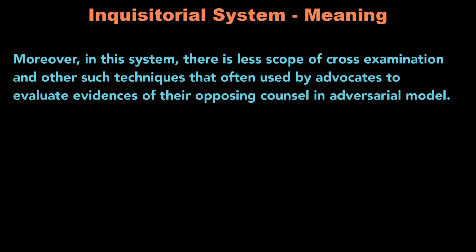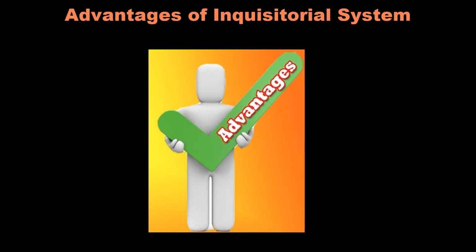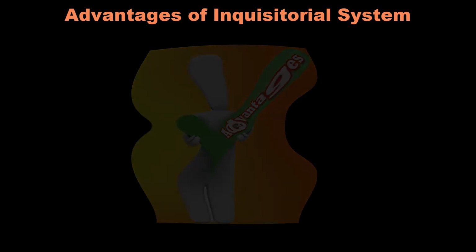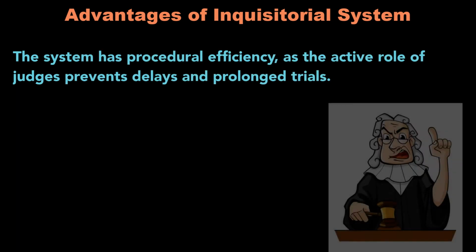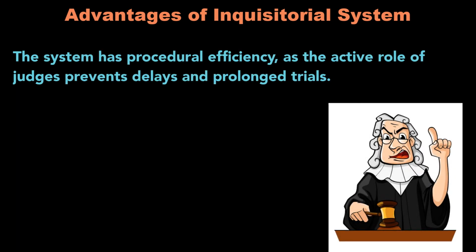Okay, now let's discuss some of the advantages of the inquisitorial system. So whatever were the disadvantages of the adversarial system will become the advantages of the inquisitorial system. So let's check it out. The system has procedural efficiency. There, what we have studied, that is too much delay, as the active role of judges prevents delays and prolonged trials. So now it becomes an advantage here, and in the adversarial system it was a disadvantage because it is a complex and lengthy process.